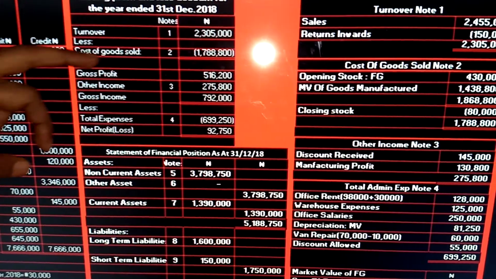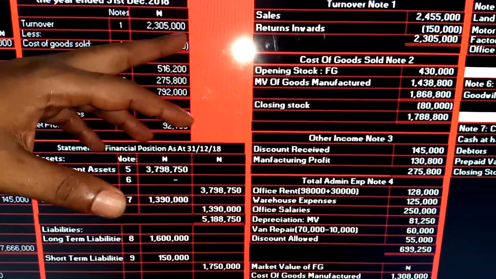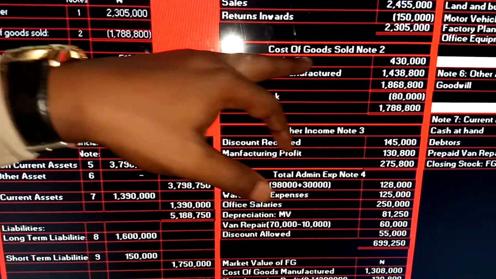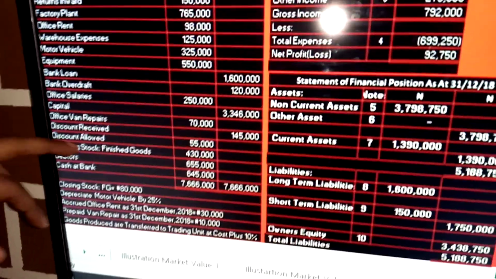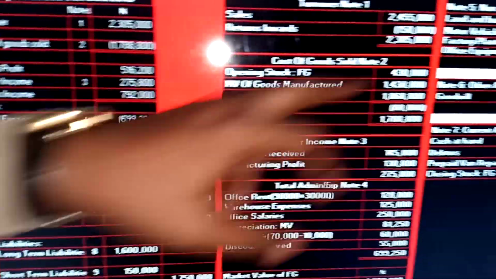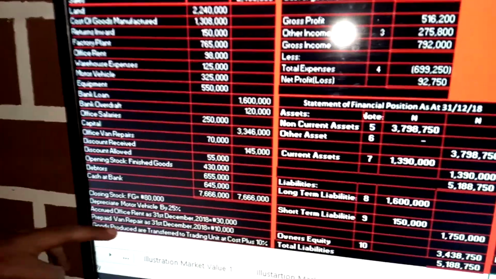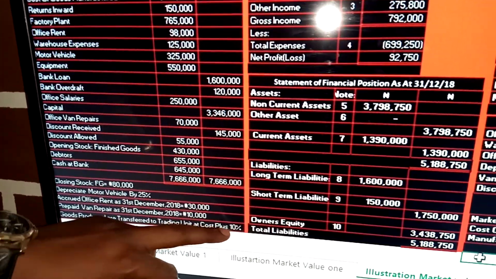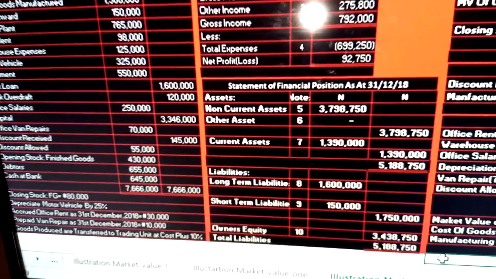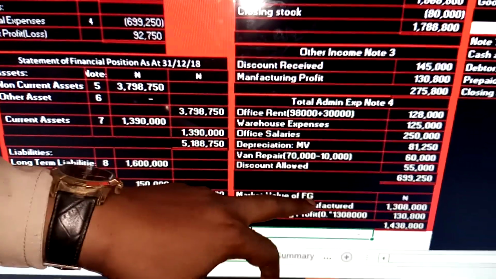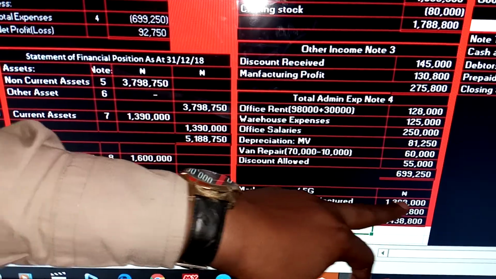That's what you have here as your turnover. Cost of goods sold, remember, is a function of your goods manufactured. We have opening stock of finished goods here, 430,000. That's what you have here. Then market value of goods manufactured. They say we should transfer goods to the trading unit at cost plus 10%. That means we are using market value instead of cost of manufactured. So what is the market value? We have cost of goods manufactured of 1,308,000.